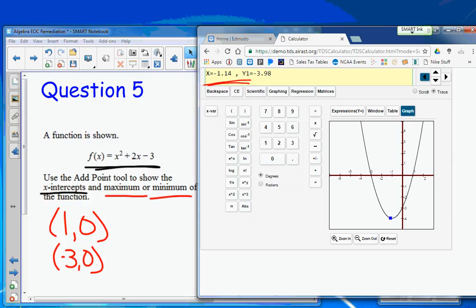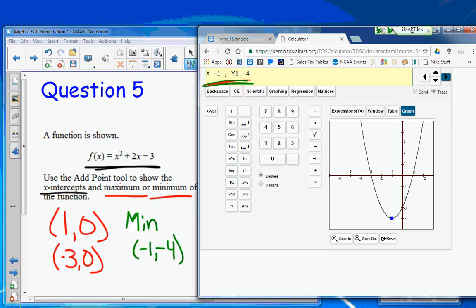The most minimum point, and it looks like the farthest it gets down is negative 4. So my point is negative 1, negative 4. So my minimum is negative 1, negative 4. I got that from up here.